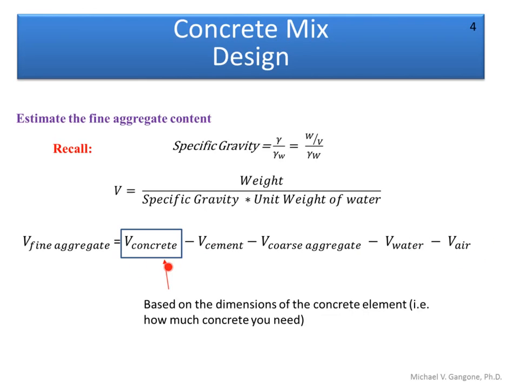and we know what the total concrete we need for the particular thing we're designing for, maybe it's a slab or a beam, whatever it might be, then the difference in these volumes is just going to give me how much fine aggregate's left, okay, or how much fine aggregate we need to make up the remaining volume.